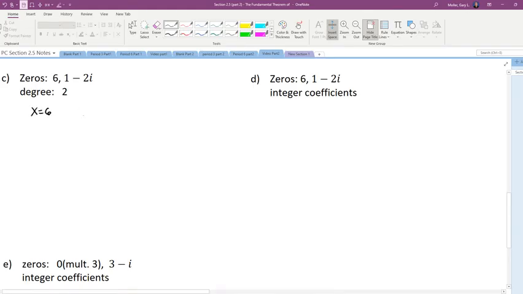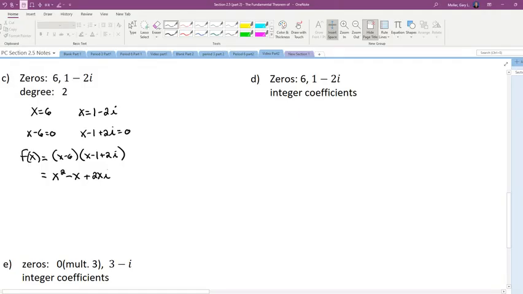So there really is no way of just having these two zeros. x equals 6, x equals 1 minus 2i. If I follow this through, I get x minus 6 equals 0, and x minus 1 plus 2i equals 0, which means this function would be x minus 6 times x minus 1 plus 2i, which means I get x squared minus x plus 2xi, or let's call it 2ix, and then minus 6x plus 6, and then minus 12i.